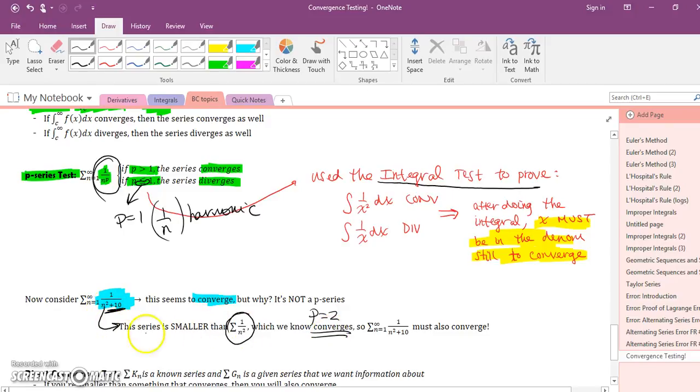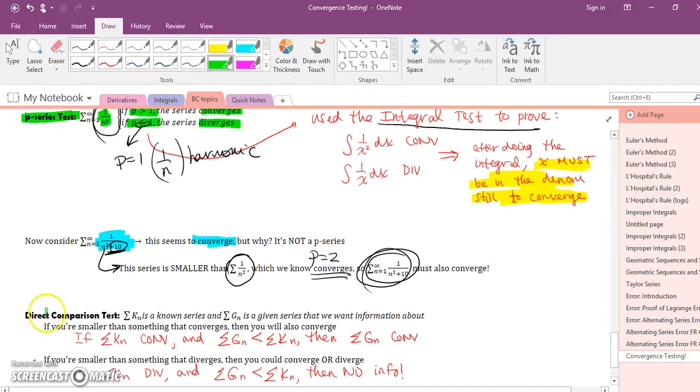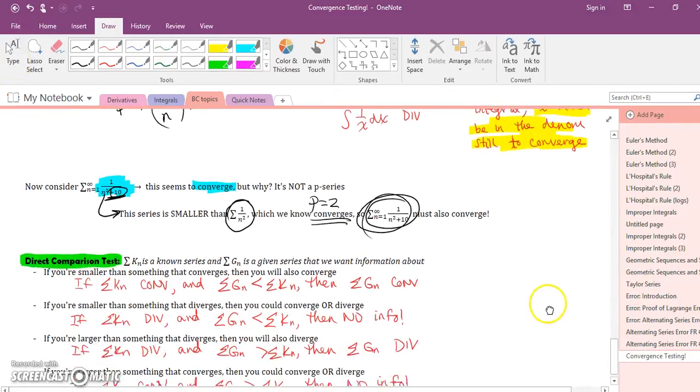Now, this is smaller than what I know. Because I'm adding 10, I'm dividing by more. When I divide by more, I get a smaller number. So if I have something that's less than something that converges, then it must also converge. That is the direct comparison test. This is different than the limit comparison test. We'll learn the limit comparison test this week.